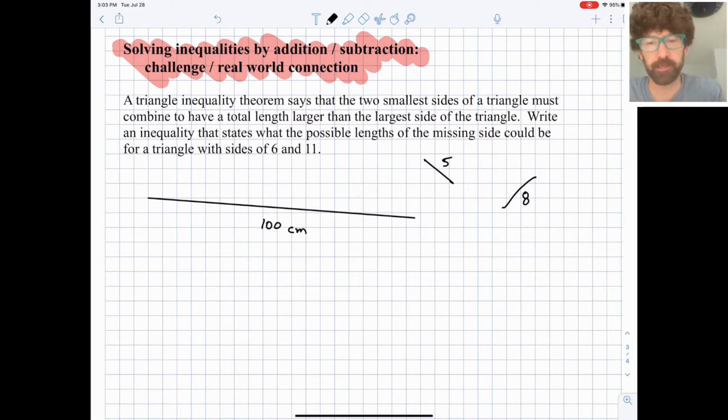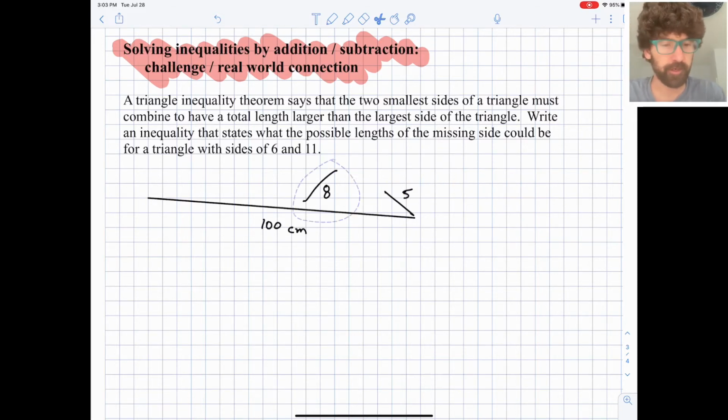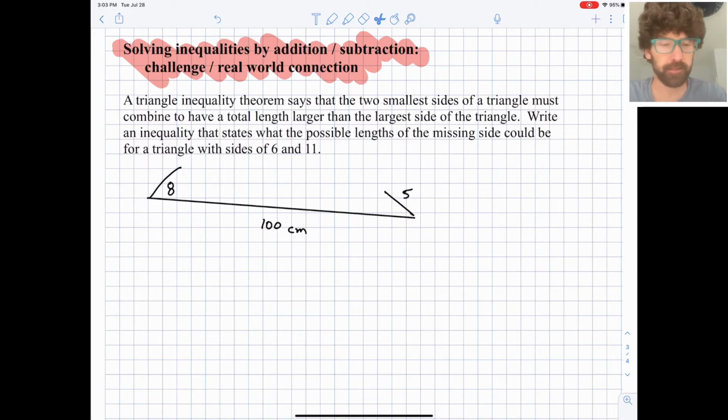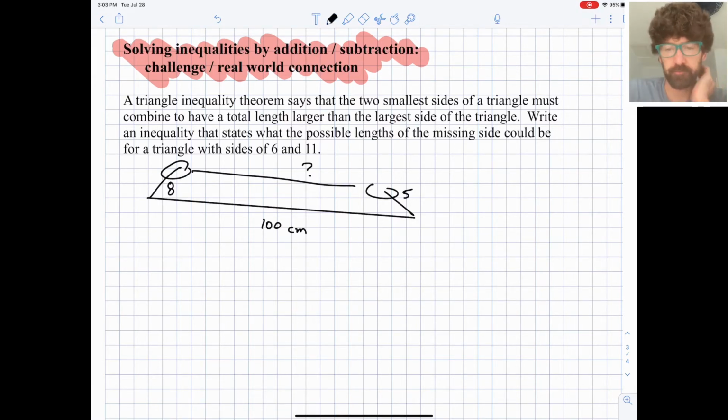And the way I like to think about this is, what if we brought this guy over here and this guy over here, and we then actually tried to make a triangle? They don't meet, right? They can't touch. They're not long enough. The 5 and the 8 aren't long enough to touch. So we have this giant gap here that we have to deal with. We simply have 100 centimeters that is too long, and the 8 and 5 are too small.